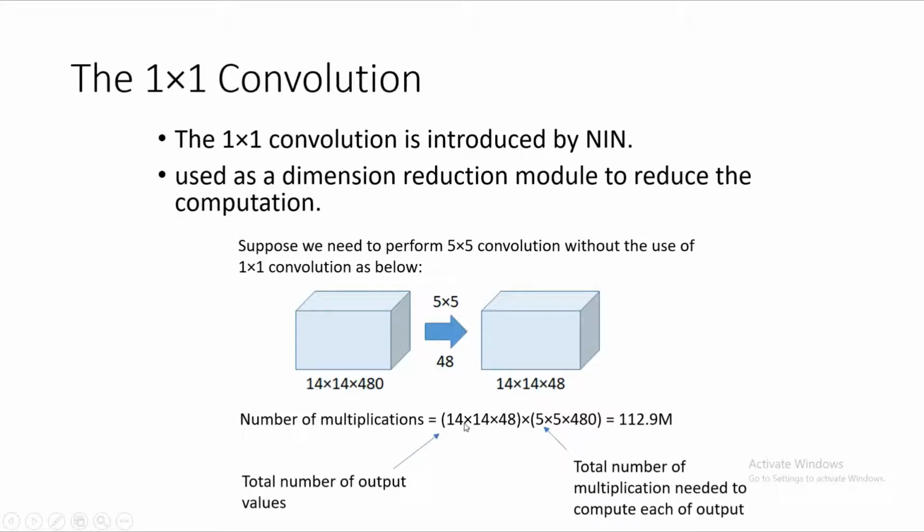Like we can see here, the total number of multiplications is the total number of output values, which is 14 by 14 by 48, times the number of multiplications needed to compute each output, which is 5 by 5 by 480. And here we can see the total needed is 112.9 million. So if we think about the complexity, even on present computers, this many multiplications just to perform this 5 by 5 convolution is computationally very expensive.